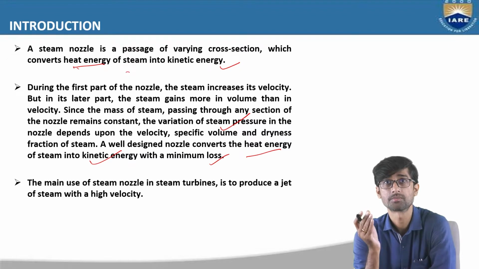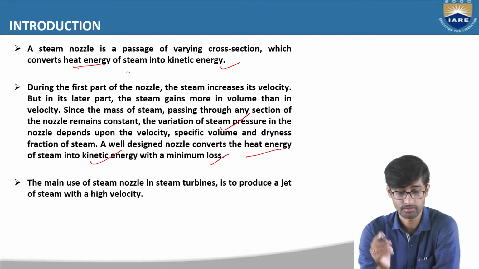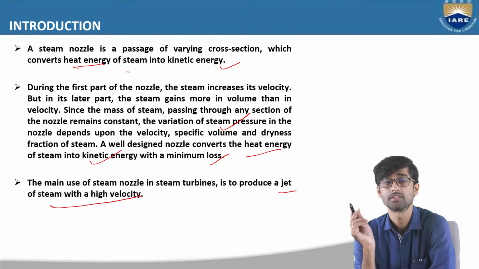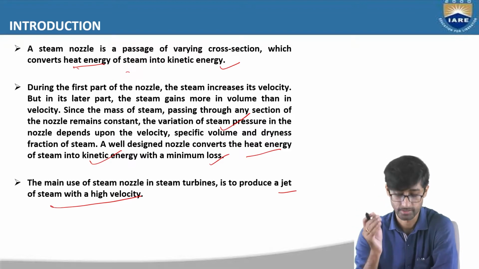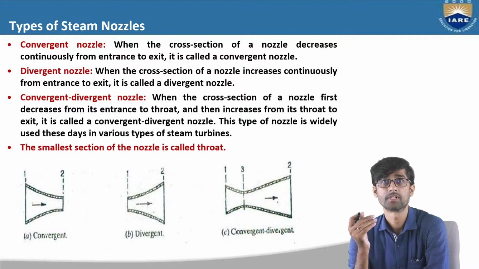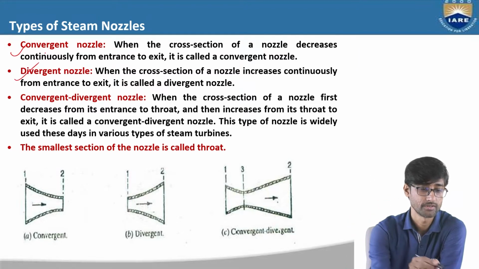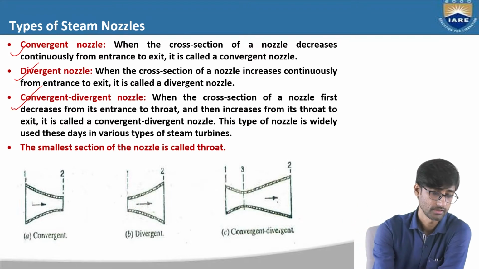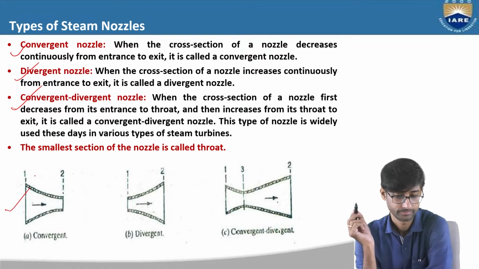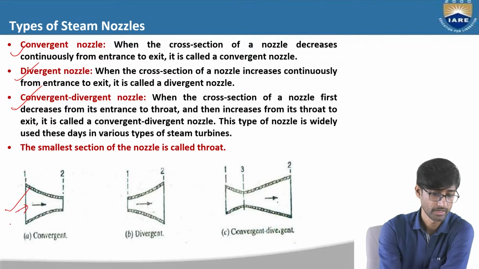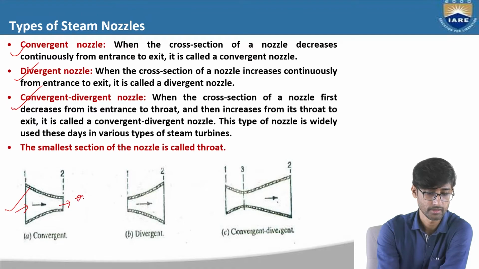The main use of a steam nozzle in a steam turbine is to produce a jet of steam with a very high velocity. This is the main function of steam nozzles. Of course, there are different types of nozzles: convergent nozzle, divergent nozzle, and convergent divergent nozzle. So this is the cross section of a nozzle. This is the entrance part or inlet part of the nozzle, and this is the exit part.